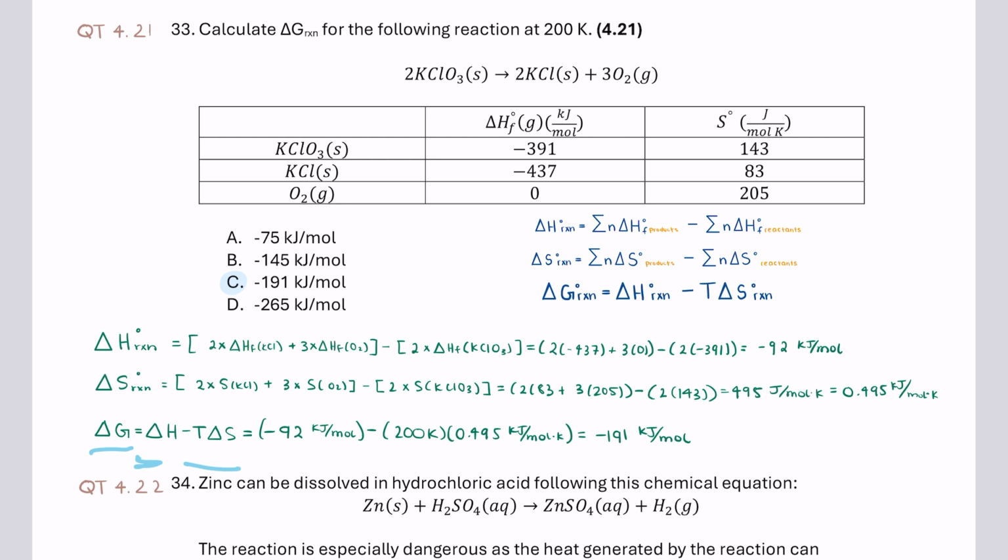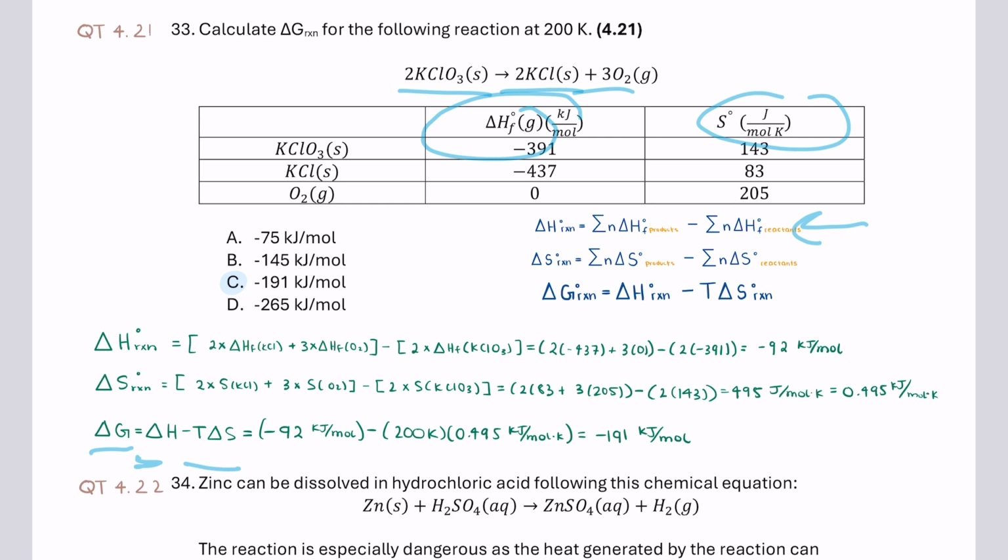To do that, we'll use the standard enthalpies of formation and the molar entropies that are provided in this table. Let's begin with looking at the balanced reaction. We have 2 moles of potassium chlorate in solid form. It decomposes to form 2 moles of potassium chloride and 3 moles of oxygen gas. Let's start by calculating the change in standard enthalpy of the reaction using the enthalpies of formation.